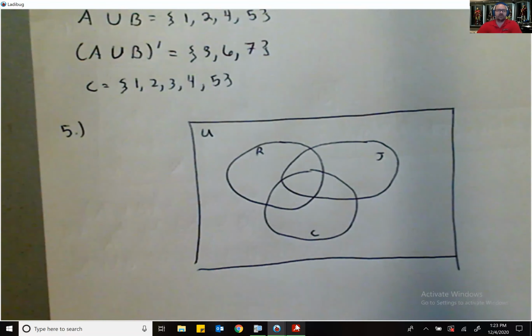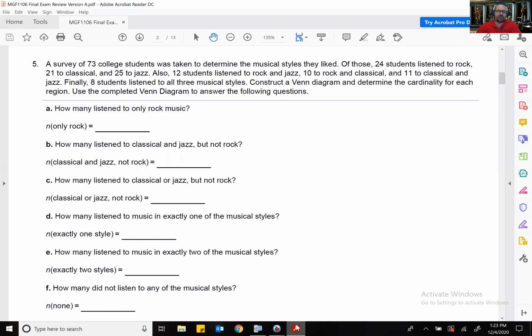So let's jump back. It says a survey of 73 college students was taken to determine the musical styles they liked. Of those, 24 students listened to rock, 21 to classical, 25 to jazz. Also, 12 students listened to rock and jazz, 10 to rock and classical, and 11 to classical and jazz. Finally, 8 students listened to all 3 musical styles. Construct a Venn diagram and determine the cardinality.